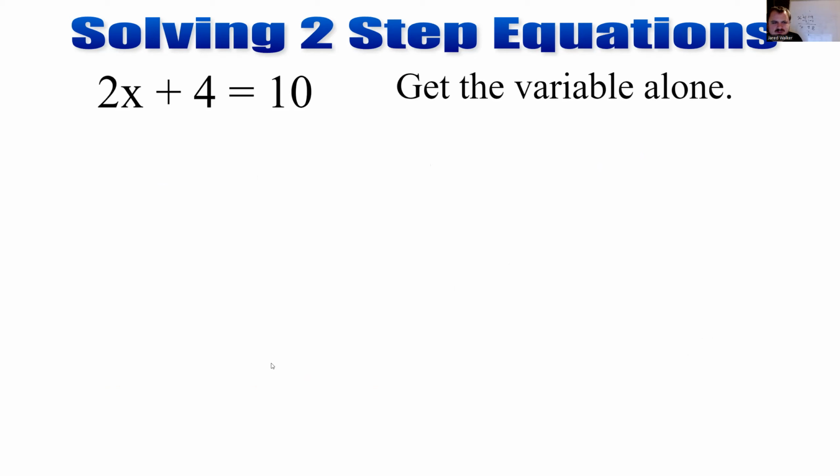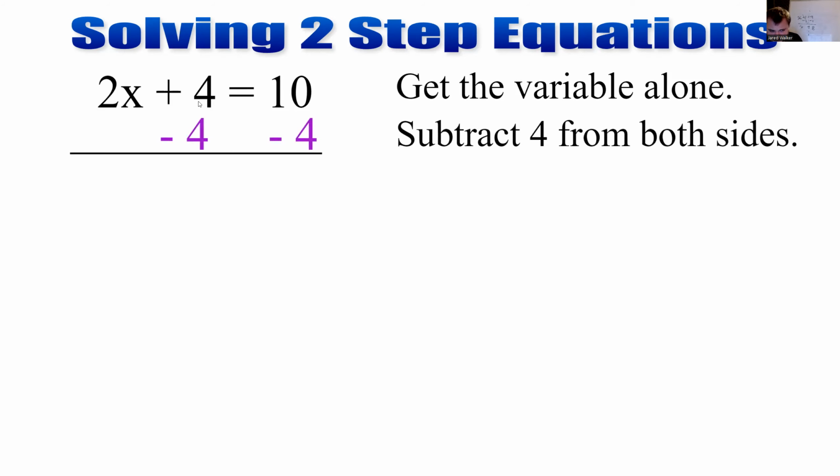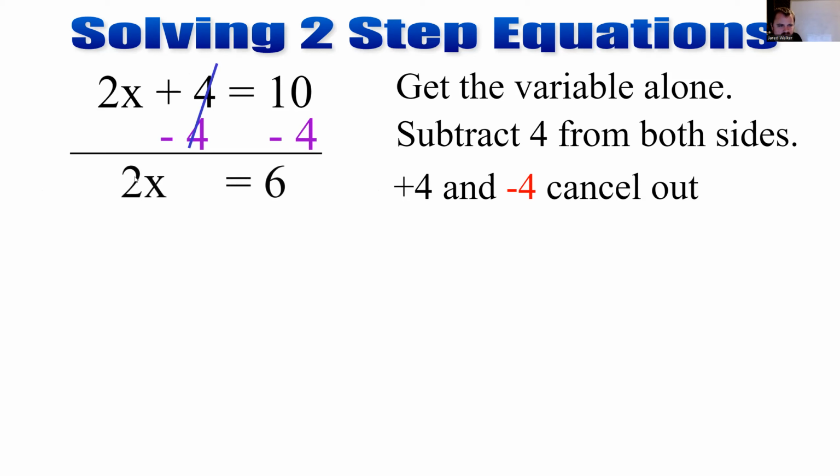So let's look at a couple examples. So what are we going to do here? Should I deal with the 4 first or the 2 first? Deal with the 4. And how do you deal with the 4? It's +4, so you'll subtract 4 from both sides. Do it the way it's written here, keep it orderly, keep everything lined up. That'll help you a lot whenever you're doing this. And so you have -4, in which they cancel out. So we have a 2x here, and then 10 minus 4, solve that, you have a 6.